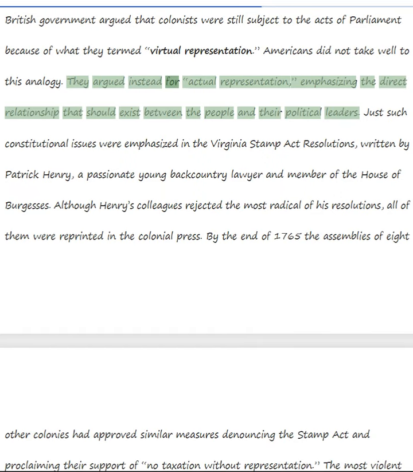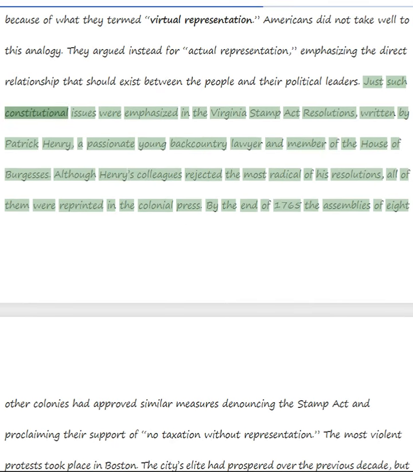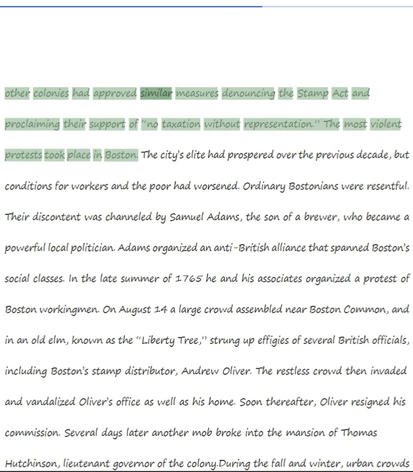They argued instead for actual representation, emphasizing the direct relationship that should exist between the people and their political leaders. Just such constitutional issues were emphasized in the Virginia Stamp Act resolutions, written by Patrick Henry, a passionate young backcountry lawyer and member of the House of Burgesses. Although Henry's colleagues rejected the most radical of his resolutions, all of them were reprinted in the colonial press. By the end of 1765, the assemblies of 8 other colonies had approved similar measures denouncing the Stamp Act and proclaiming their support of no taxation without representation.